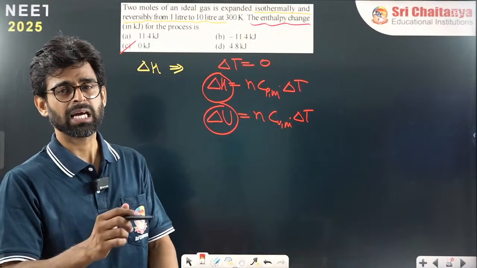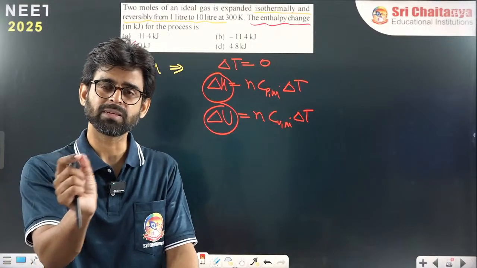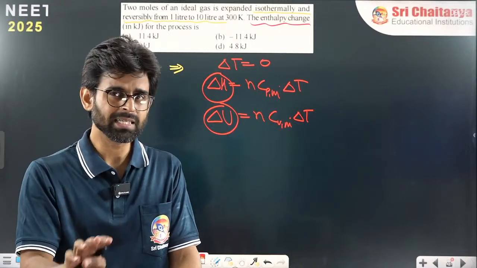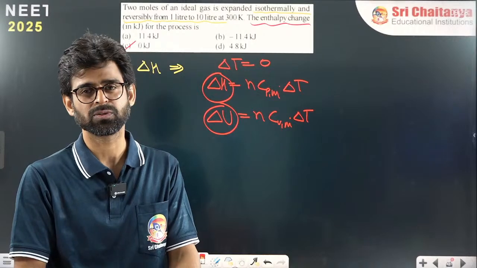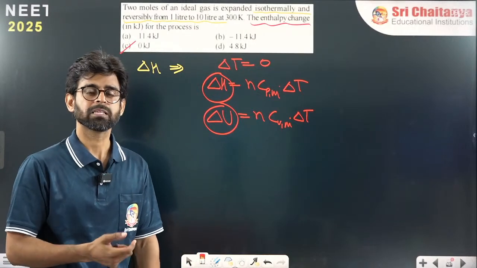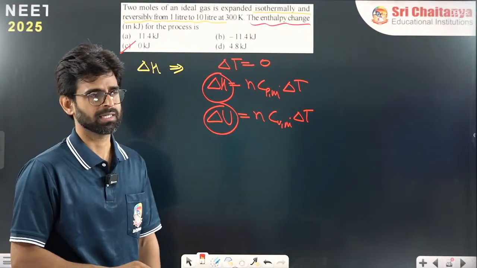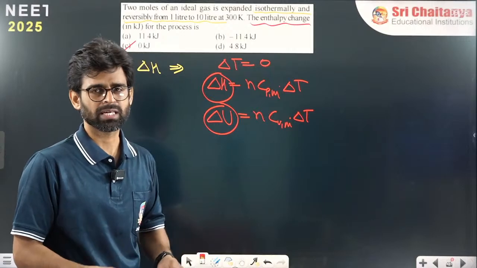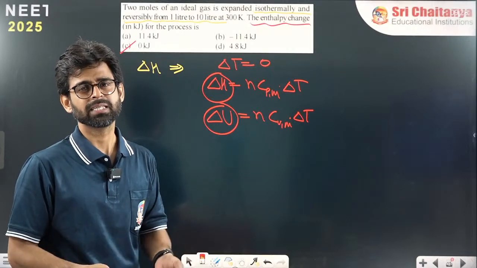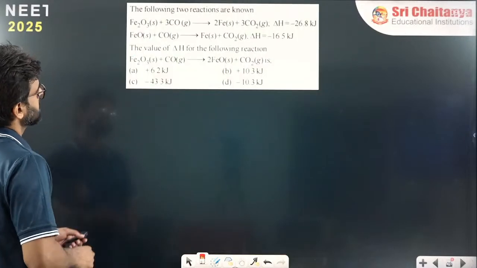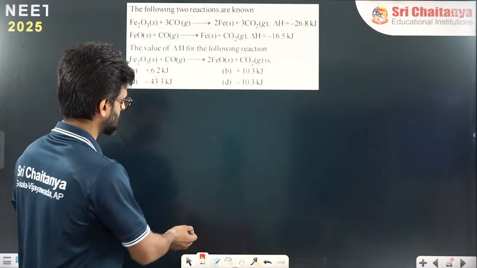Even imagine I am vaporizing liquid: H2O liquid becomes H2O vapor at 100 degrees Celsius. Temperature remains 100 degrees Celsius, but definitely there is delta H and delta U also, because in that phase change happening. Similarly for the reactions also you can say that, right? This thing I can say only when gases are just compressed or gases are just expanded in isothermal conditions, fine? Okay. Now the next question is from Hess law, right?